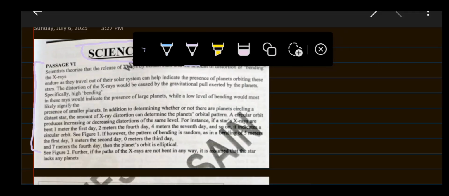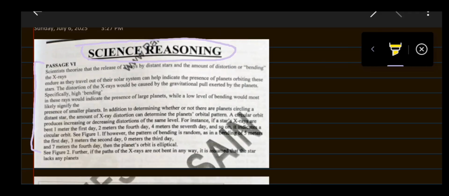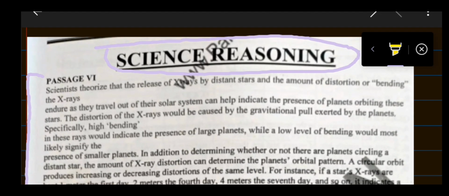First of all, we'll find some of the important points from this passage, which will definitely help us to solve the questions properly. Okay, so first of all, they're saying scientists theorize the release of X-rays by distant stars and the amount of distortion or blending of the X-rays as they travel in the solar system helps to indicate the presence of planets orbiting a star.